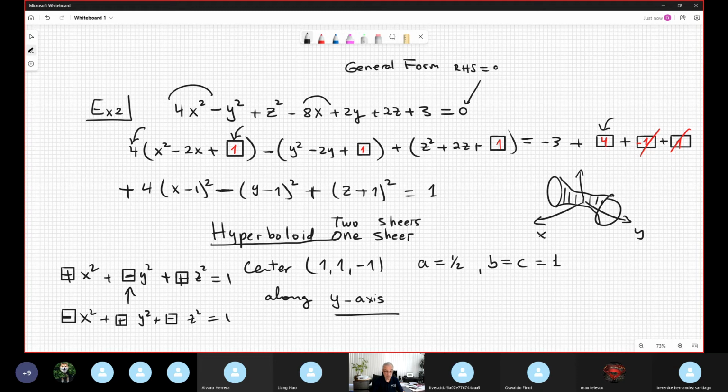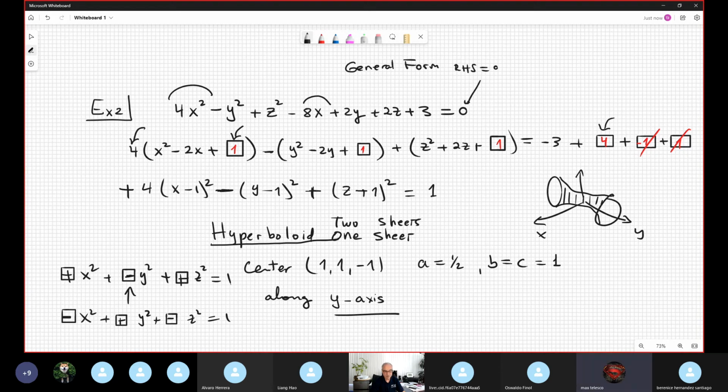I promise I bring an example to illustrate this. You anticipate a little bit. And along the y-axis again, because the y-axis is the axis that is different. Oh, okay. Okay. Good. Little by little, Mr.